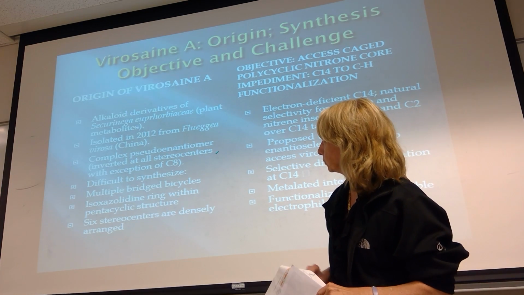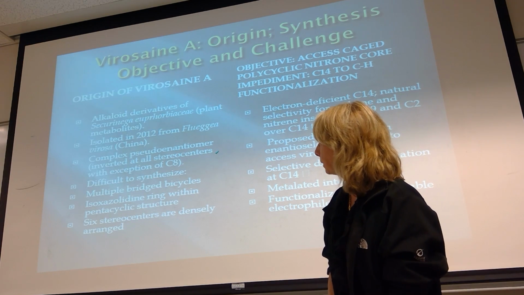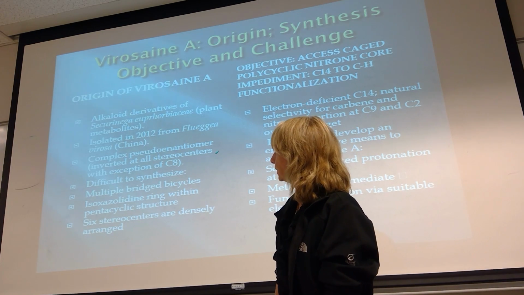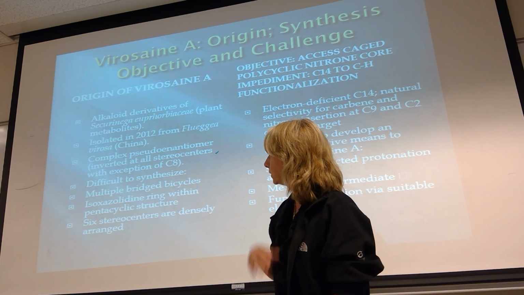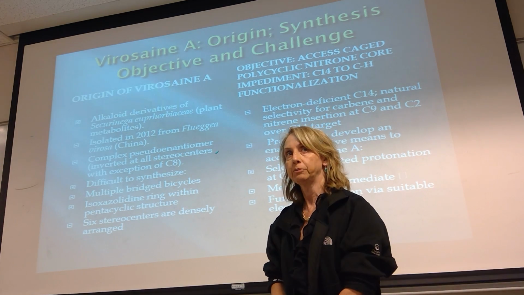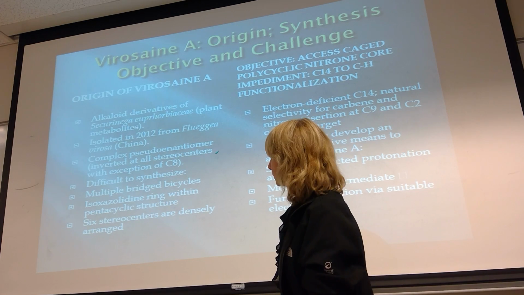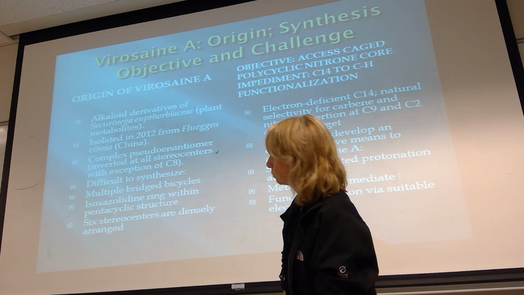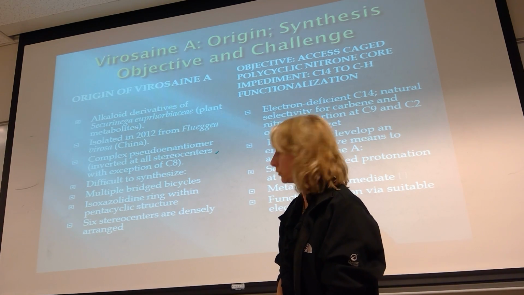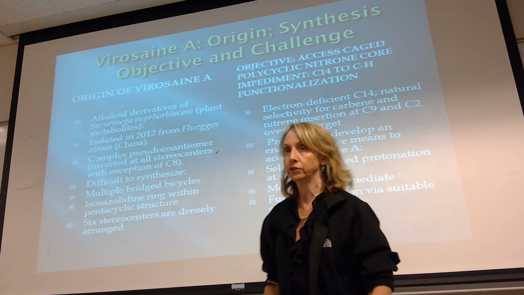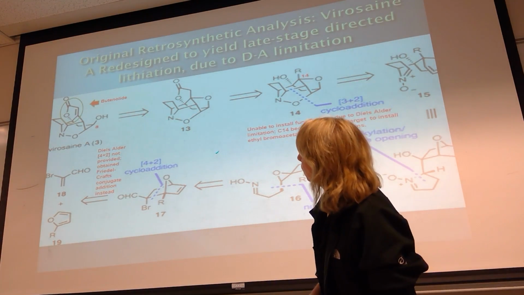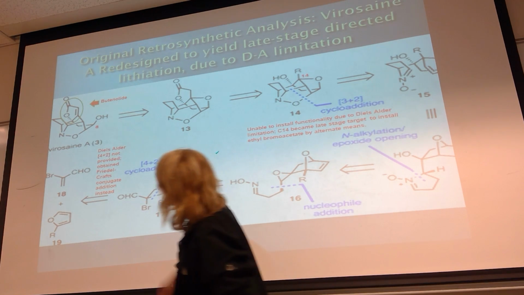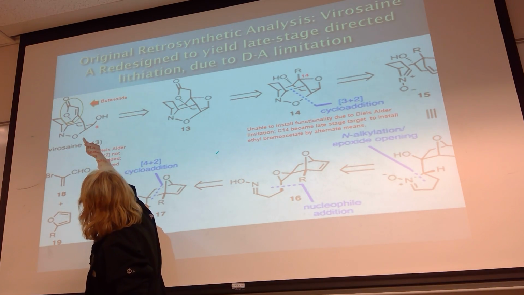Basically what's important to know here is that this compound is derived from plant metabolites, and what's chemically interesting about it is that it is complex, it is inverted at all stereocenters with the exception of C8, and it is difficult to synthesize, has multiple bridged bicycles, and it has a specialized ring within the pentacyclic structure and 6 densely arranged stereocenters.